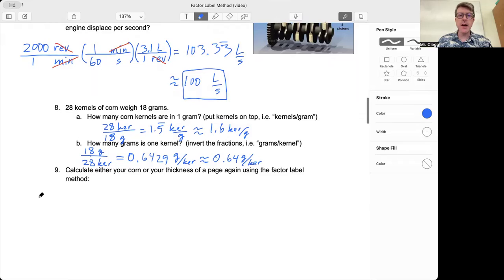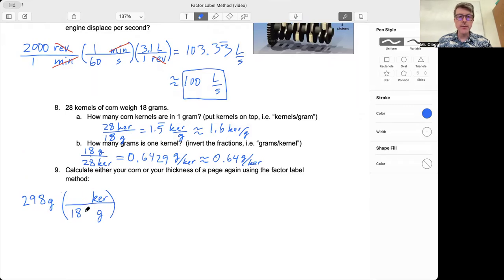So let's just say for number 9, you had 298 grams worth of corn in your jar. You wanted to know how many kernels that is. You could use any of these numbers as long as you put the units in the right place, grams on the bottom and kernels on the top. As long as you do it that way, you could use 18 and 28.